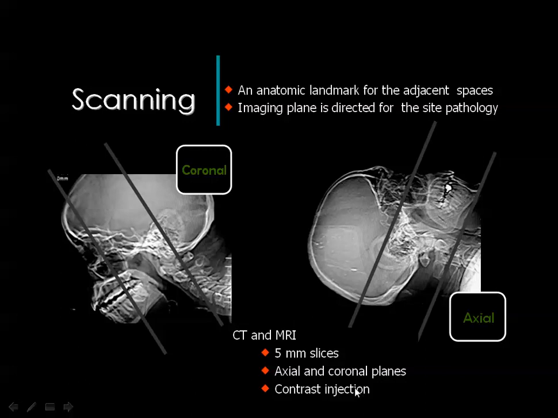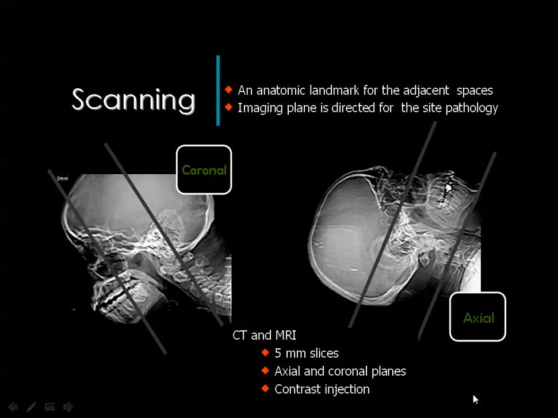Actually, in order to examine the area of the parapharyngeal spaces, you should have the axial and the coronal planes, whether by CT or by MRI. By CT, in the axial image, you start from the inferior border of the mandible and you proceed upward until you reach the skull base. Then in the coronal plane, you cover the area of the pharynx from posteriorly the spine, and you go anteriorly until you reach the main part of the maxillary sinus, for example.